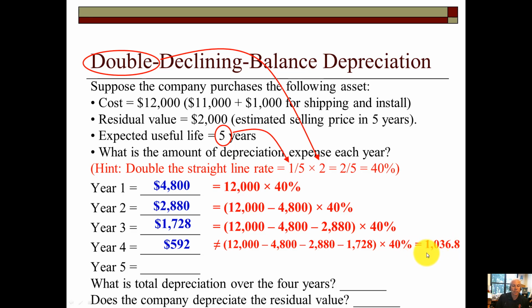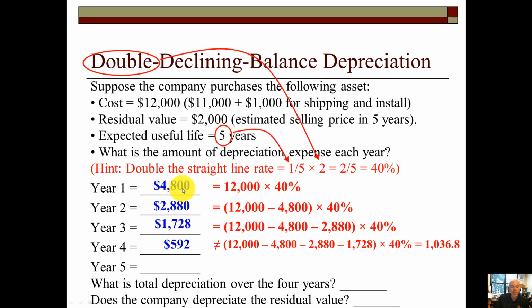The problem with this, everyone, is notice the do not equal sign, is that this does not work, because if we use this 1,036.80 here and add it to the prior years, we will have depreciated this asset below the residual value of 2,000. Because remember, the book value is cost minus accumulated depreciation, and we stop depreciating once it hits 2,000. Under straight line method, it happens automatically because of the math. But with the double declining balance, you have to be careful in the later years. You're going to have to override the formula and just force the depreciation expense in the last year.